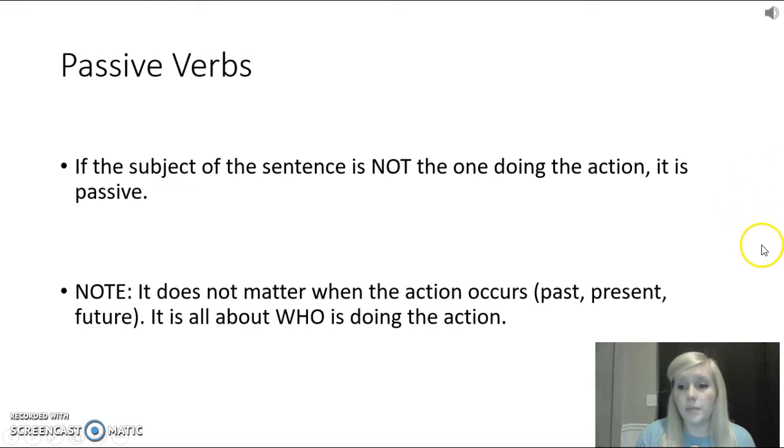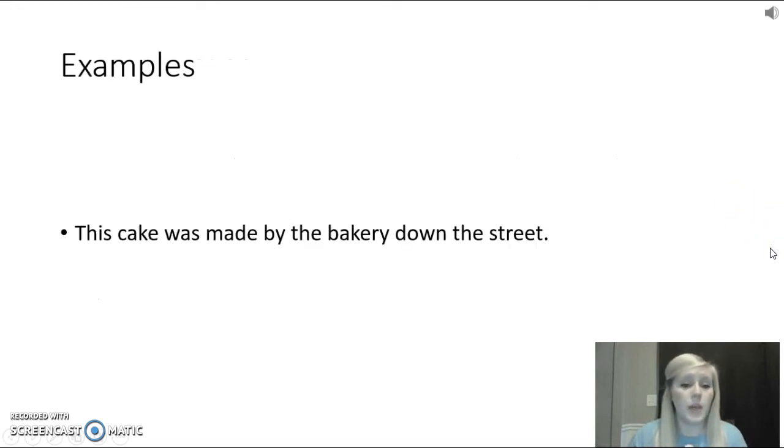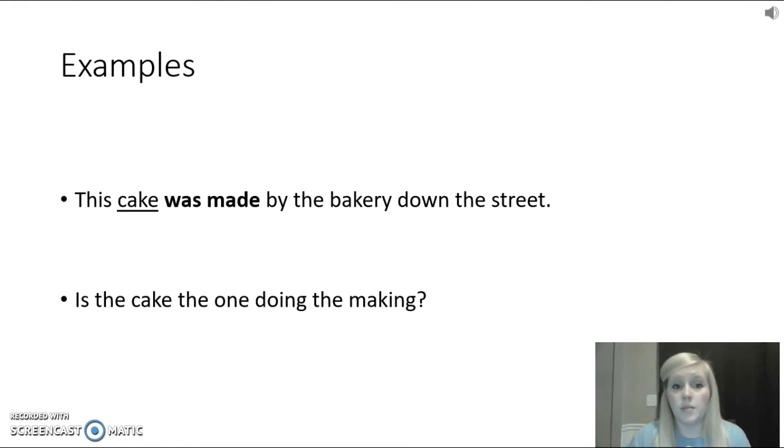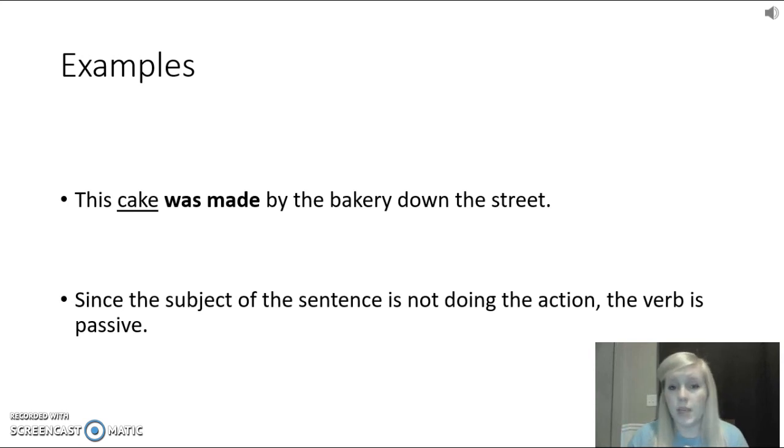Here's an example. The cake was made by the bakery down the street. We need to ask the same question first. What's the subject of the sentence? The subject is cake. Now we ask the same question again: what's the verb? The verb is was made. So cake is our subject, was made is our verb. Is the cake the one doing the making? No. The cake did not make itself. So since the subject of the sentence is not doing the action, the verb is passive.